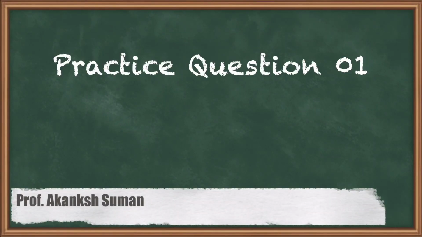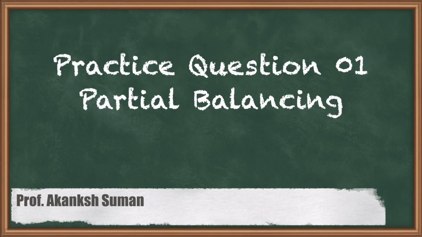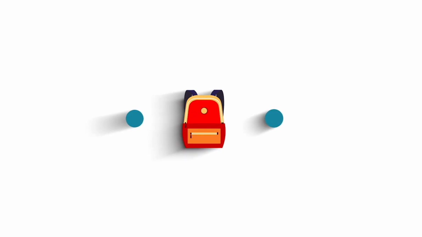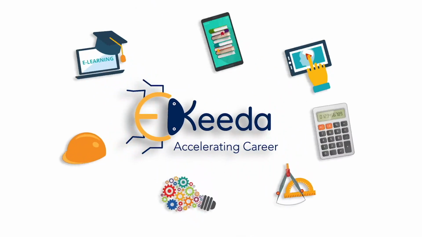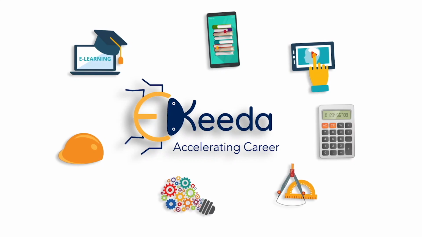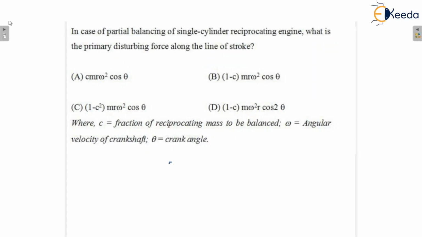Hello everyone, now we are going to solve the questions based on partial balancing. In this question, it is given that in a case of partial balancing of a single cylinder reciprocating engine, what is the primary disturbing force along the line of stroke? We have studied this topic very carefully and very deeply, so you will be able to understand what would be the answer.